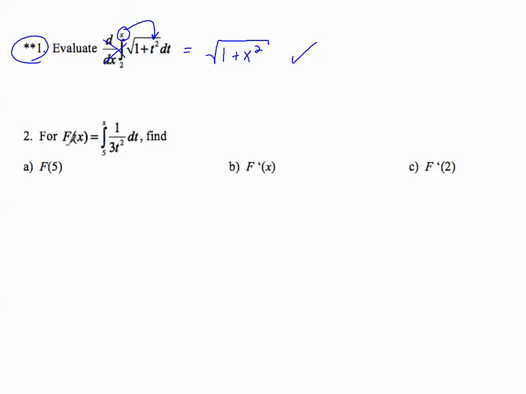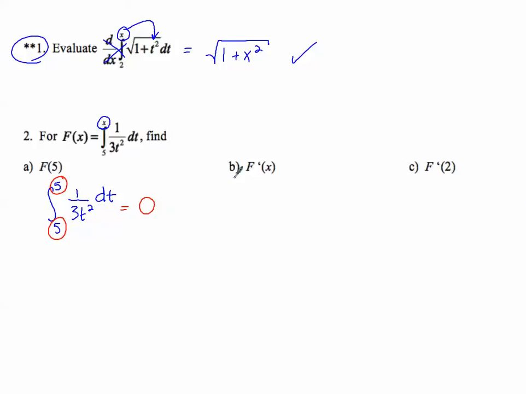Number 2, for f of x equals the integral from 5 to x of 1 over 3t squared dt, find f of 5. This means I plug the 5 in where the x was. So here's the x. This will be the integral from 5 to 5 of 1 over 3t squared dt. Notice that I'm doing a definite integral with the limits the same, therefore the net area is 0.